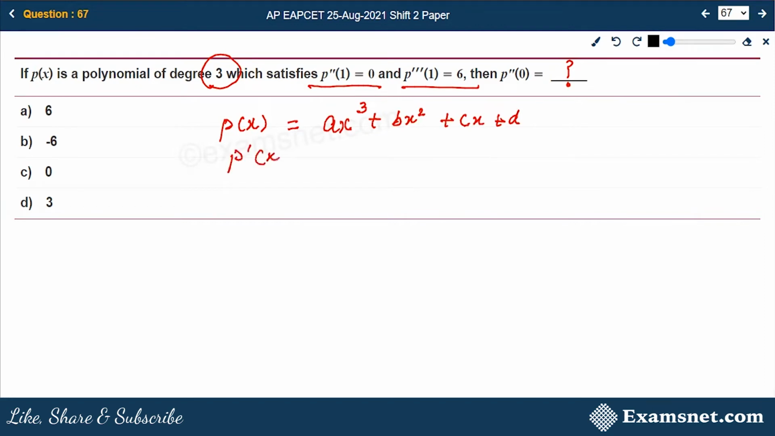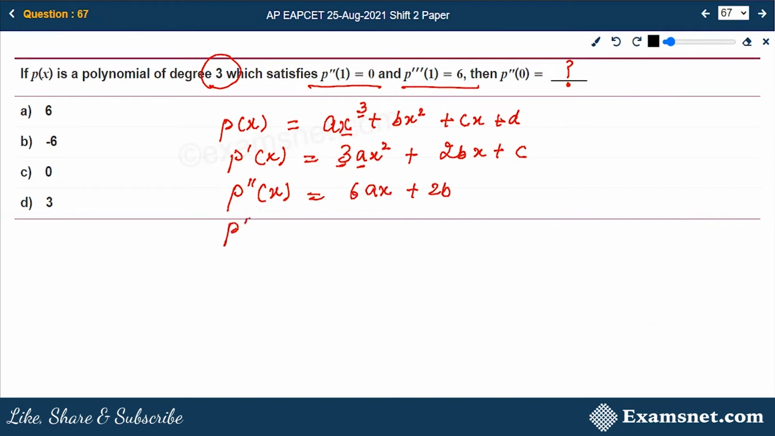The first derivative of this polynomial is 3ax square. Remember, the 3 will come here, and a is a constant, x raised to power 3 minus 1, which gives 3ax square. Similarly, this will be 2bx plus c. The derivative of a constant is 0, so I will not write that. The second derivative of this polynomial is 6ax plus 2b. The third derivative of this polynomial is 6a only.